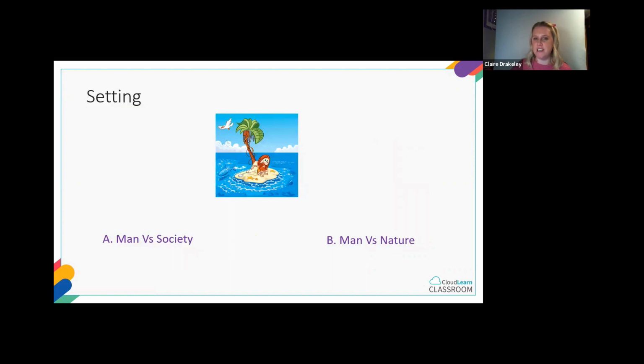This setting pictured, we see a man on a little desert island. He doesn't look very happy. I think he's naked. Is this one A, man versus society, or B, man versus nature? What sort of book would be written about this setting? If this was our setting, what sort of book would we be writing?